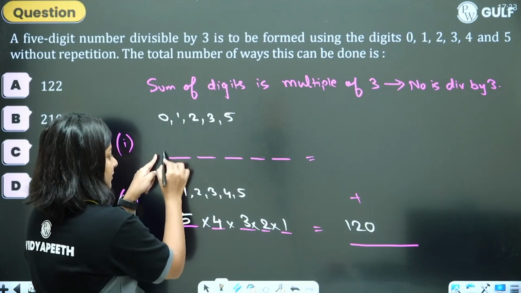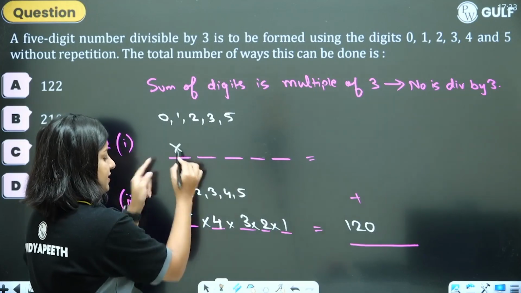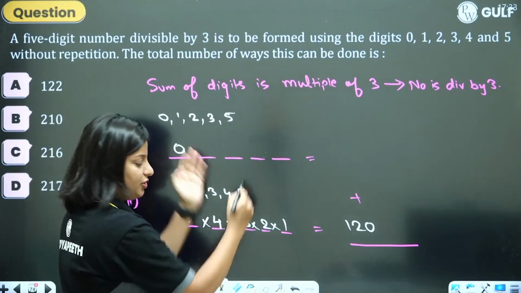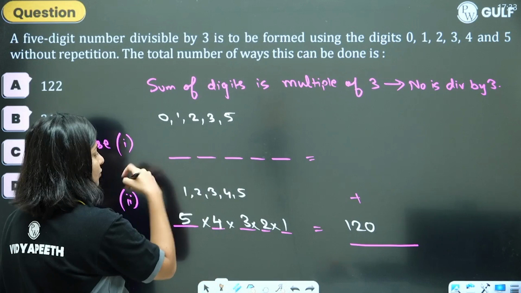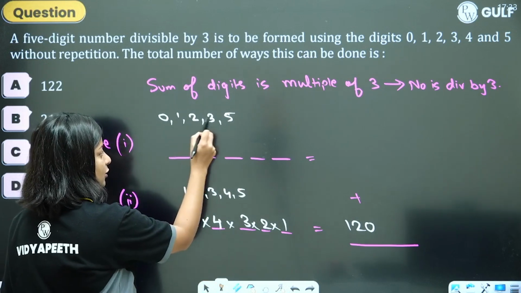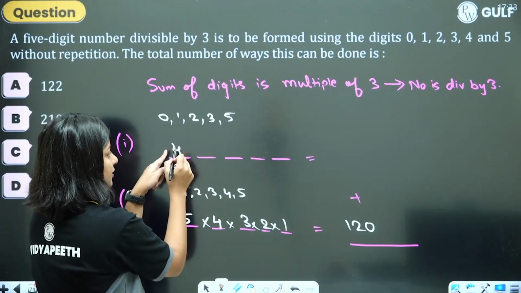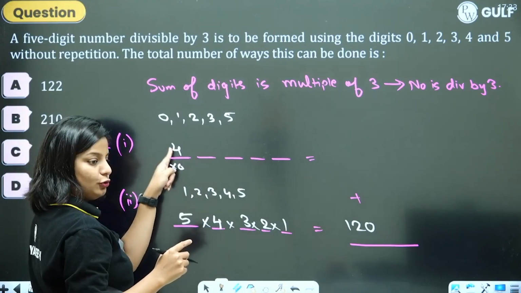In this, be careful, this position can't be 0. I cannot place a 0 here because if this is 0, it becomes a 4-digit number. So if this is not 0, it can be either 1, 2, 3, 4. It can't be 0, so it has 4 options. 1, 2, 3, 5. Sorry, it can be 1, 2, 3 or 5.